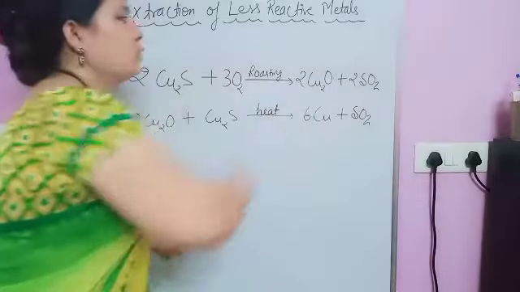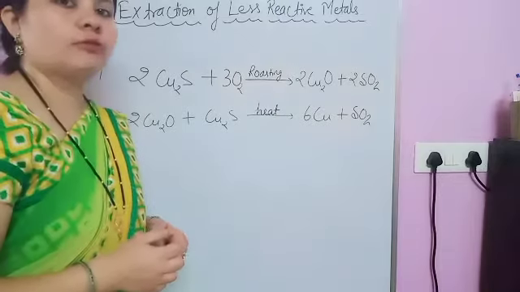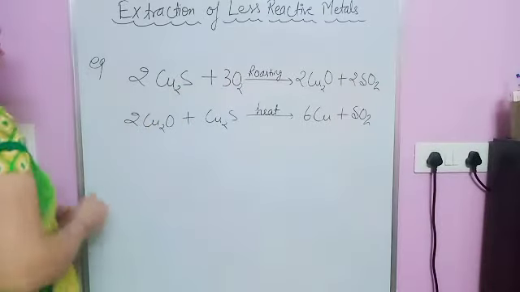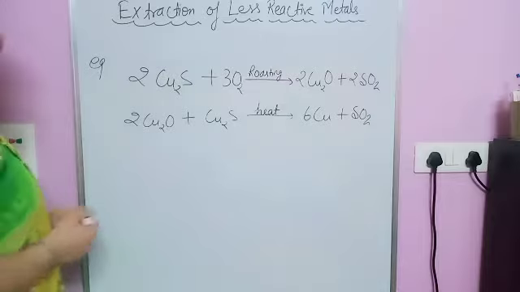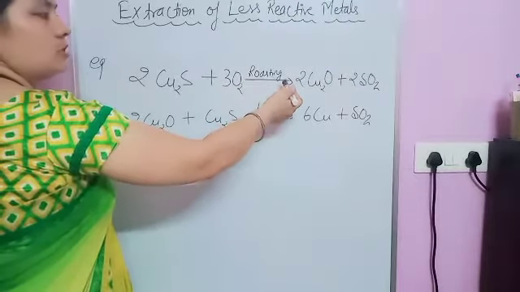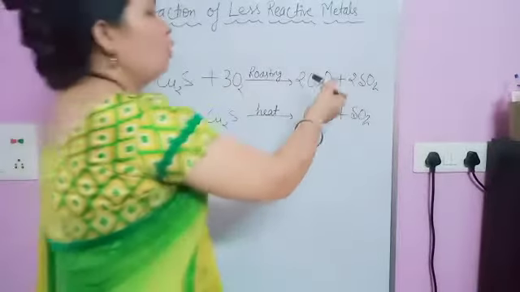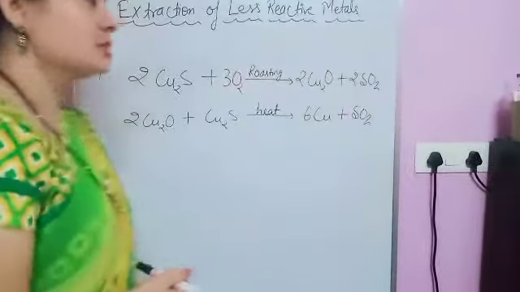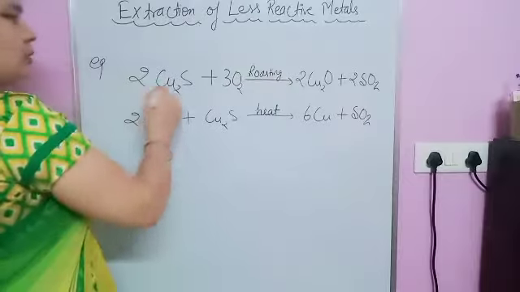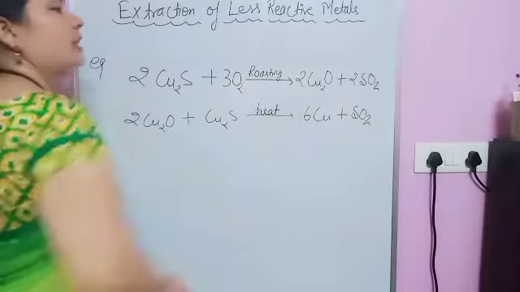10th class, this is another example: the extraction of copper. Copper is also a less reactive metal. In this case this is copper sulfide, Cu2S, where the value of copper is taken as 1. In the presence of oxygen the roasting process occurs, so the sulfide ore is converted into oxide by roasting, and SO2 gas is evolved. Now the reaction is balanced, and once it is converted into oxide you get copper oxide. Then you can simply heat the copper oxide and you will get copper.